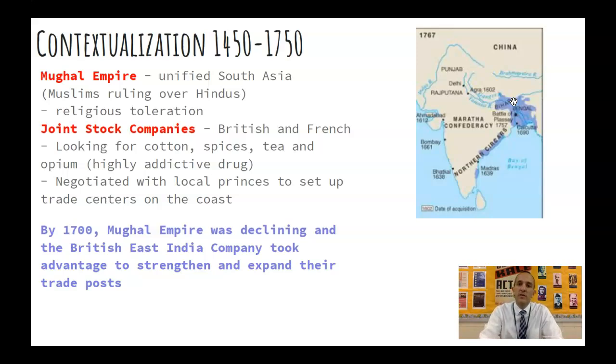However, during this period of 1450 to 1750, we do see the influence of the Europeans. Remember, the Europeans are exploring, and the Europeans are coming in with their joint stock companies. We have 2 primary joint stock companies pushing into India with the Mughal Empire, and that is the British and the French. Those East India companies are looking for natural resources to bring back and trade throughout Britain and throughout areas that Britain's trading. And we have cotton, spices, tea, which is a big thing.